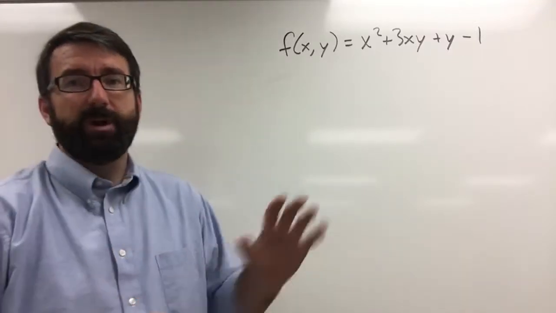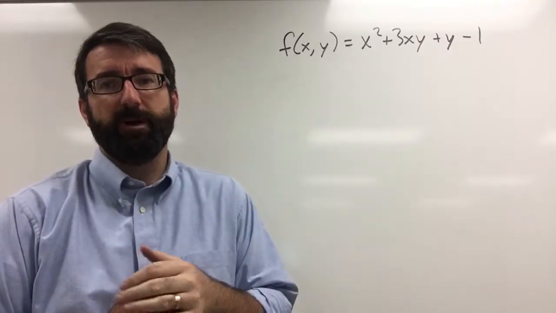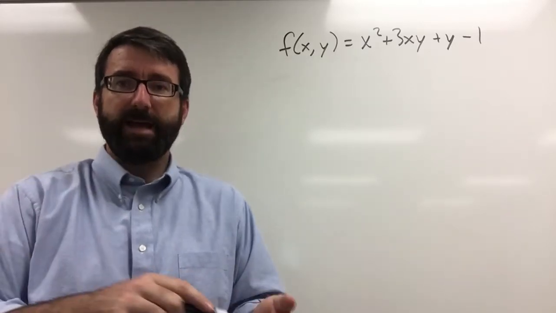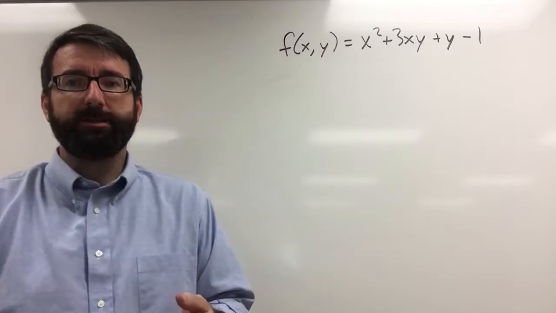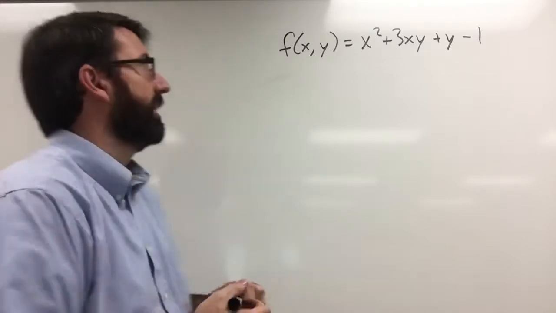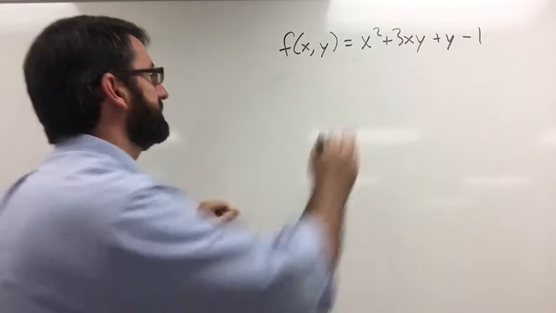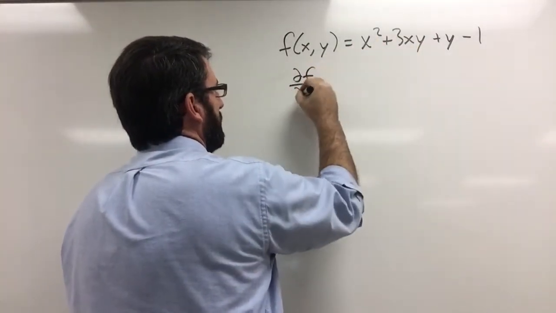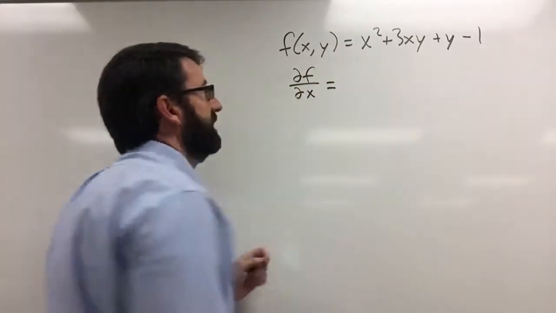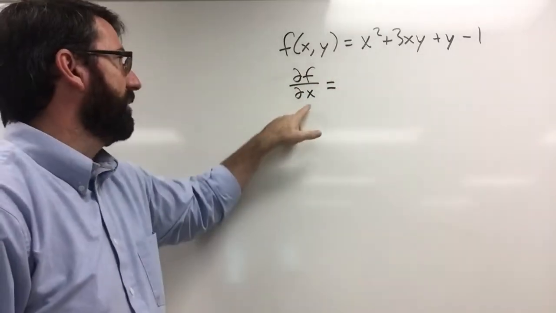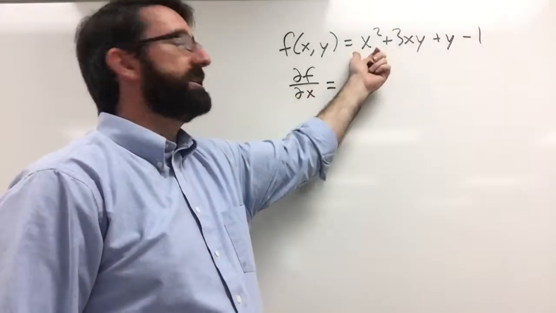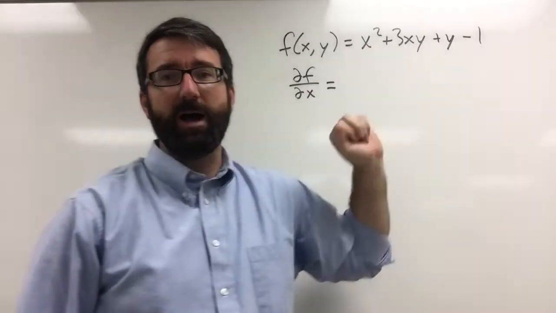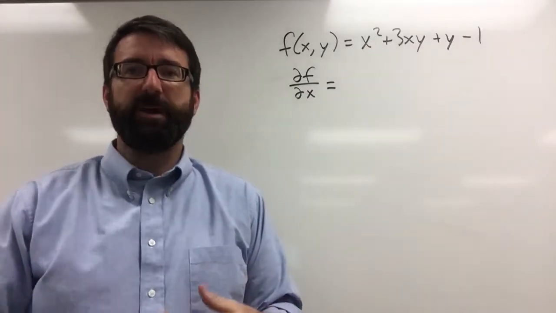All right, for this example, we're given this function with two independent variables, and we're asked to find the values of the partial derivatives with respect to x and y at the point (4, -5). All right, so let's start by taking the partial derivative of f with respect to x. When we take the partial derivative, we're going to differentiate just as we normally would with respect to x, and when we come across a y, we're just going to consider that to be a constant.